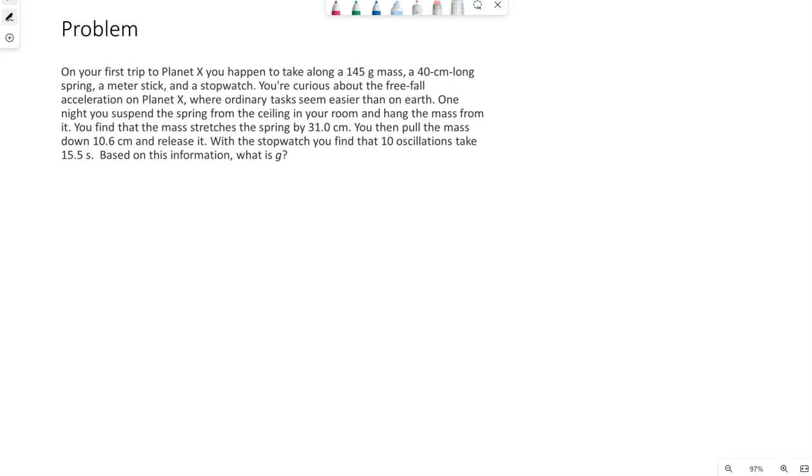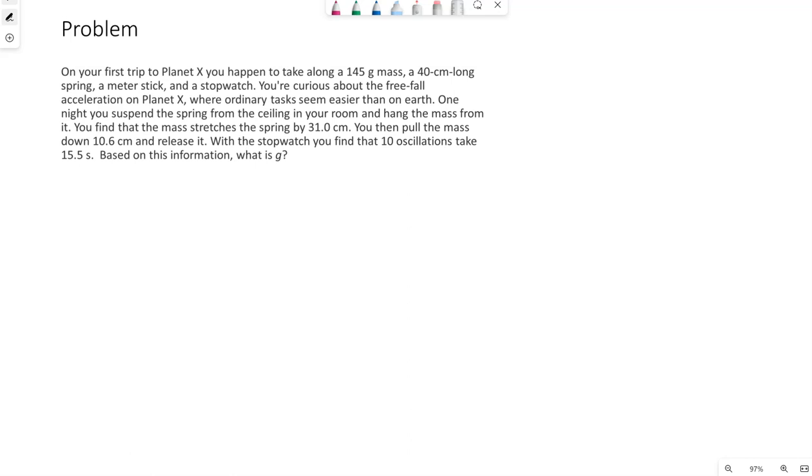So g, remember, is our free fall acceleration. On Earth, it's 9.8. Here, we're trying to find what g happens to be on this planet. We would expect it to be less than 9.8 if they tell us that the ordinary tasks seem easier.